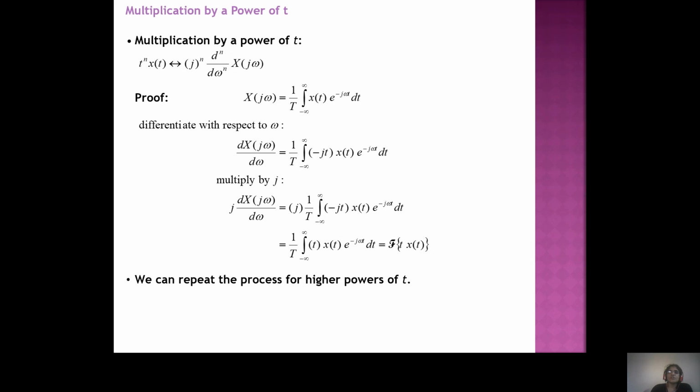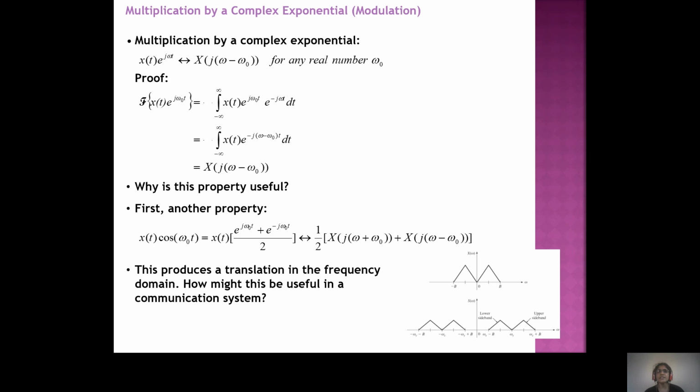So the same thing you have to repeat for higher powers also. Next, multiplication by a complex exponential, modulation. So what is the formula we have to derive? x of t e power j omega naught t corresponds to X of j into omega minus omega naught, for any real number omega naught. So we take x of t e power j omega naught t. So that is equal to integral of minus infinity to infinity x of t e power j omega naught t e power minus j omega t into dt.